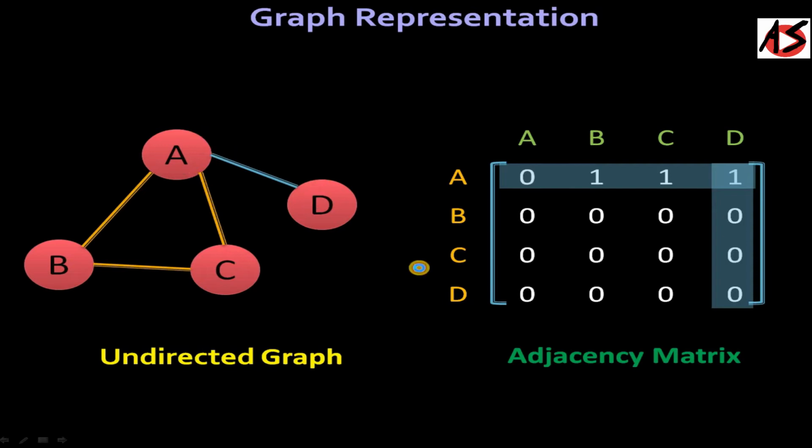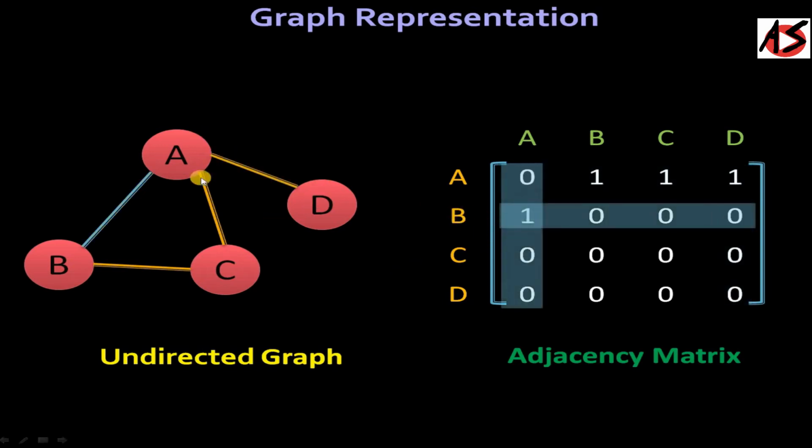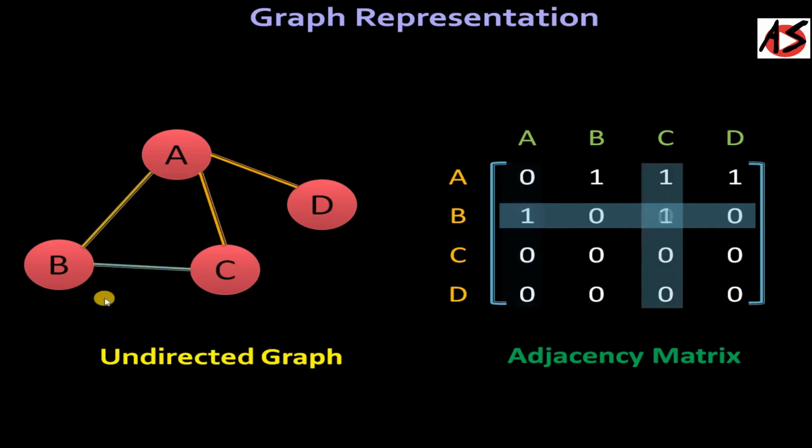Now if you are talking about B, there is a connection between B and A. So here you take the B row and A column, and you can see 1. B is also connected with C. So in the B row and C column, you put 1 here.